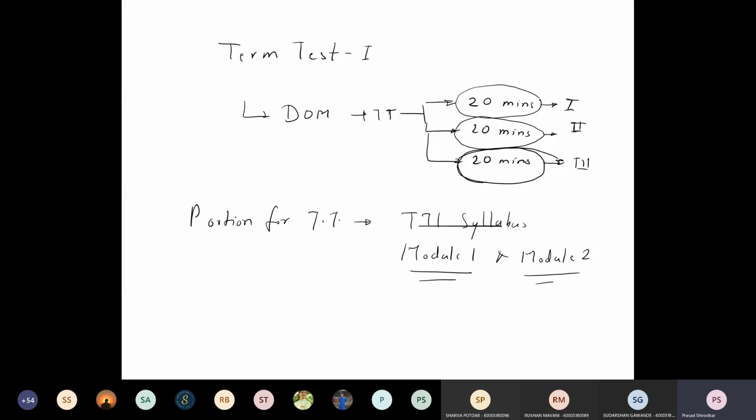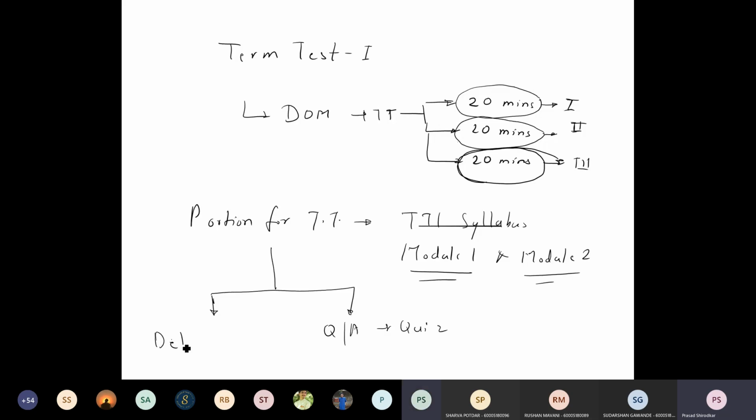Okay. Second thing I forgot to tell you, it has been recommended that your term test will have a descriptive component, and it will have your question answer in the form of a quiz. It will be objective. Okay.